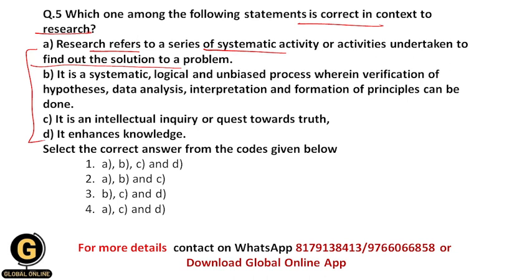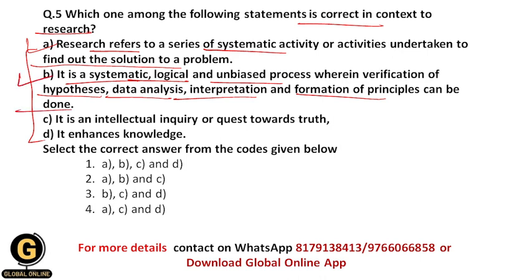So research is a systematic activity, because here we follow the scientific procedure and we do the research because we want the solution to our problem, and that's why the first statement is correct in context to research. Now second is, it is a systematic, logical and unbiased process wherein verification of hypotheses, data analysis, interpretation and formation of principles can be done.